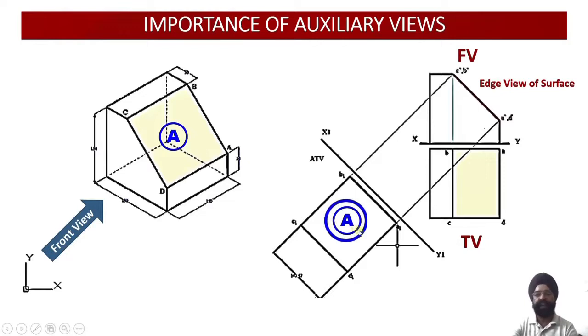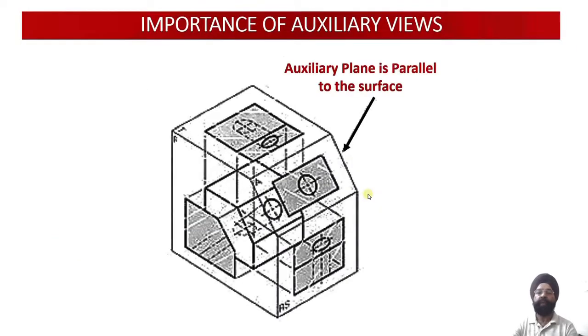So this is the true shape of this particular surface which has been obtained over here. Similarly, I'll show you another example where if we do not use the auxiliary planes or the auxiliary views, distortion in the dimensions will be possible. Here you can see one component, a similar one, again having an inclined surface, but this surface is having a circular hole. Please check, this surface is having a circular hole.